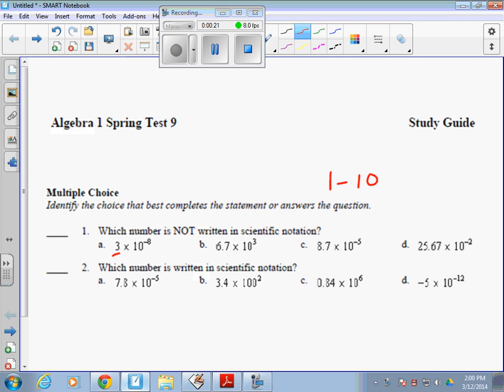So we got 3, that's between 1 and 10, 6.7, good, 8.7. That's too much right there. That one's not written in scientific notation. The first one, D. D.